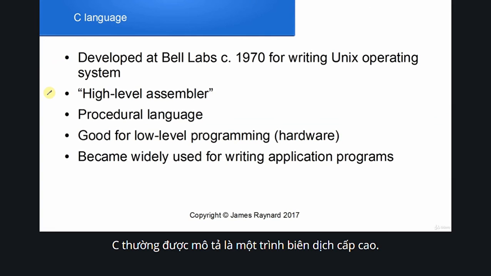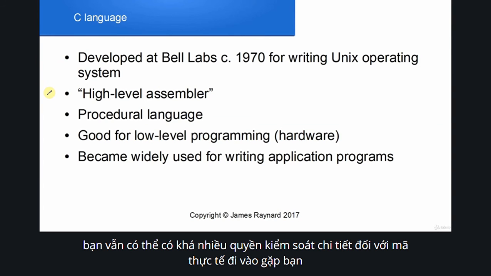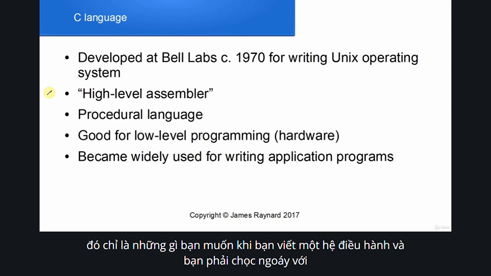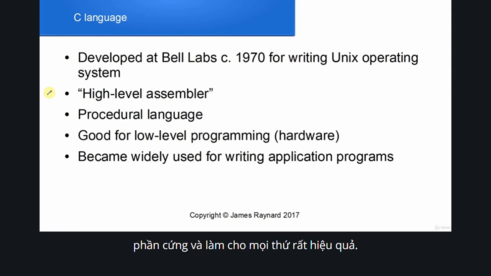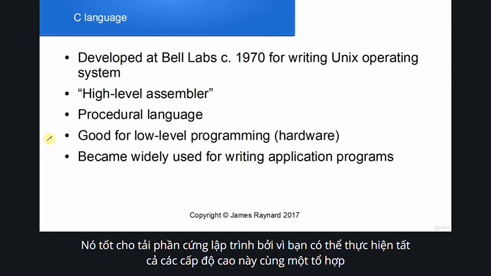C has often been described as a high-level assembler, so you can write in it as a high-level language, but there are also instructions which correspond to a single assembly or machine code instruction. So you can still have quite a lot of fine-grained control over the actual code that goes into the CPU, which is just what you want when you're writing an operating system, and you have to poke around with the hardware and make things very efficient. It is a procedural language only. That's the only paradigm it supports. It's good for low-level programming hardware because you can do all this high-level assembly language.